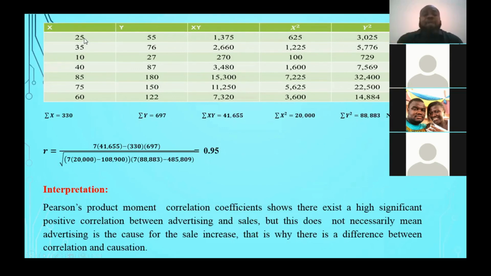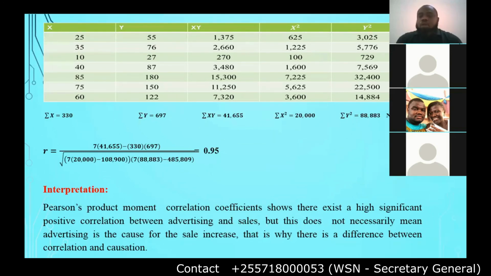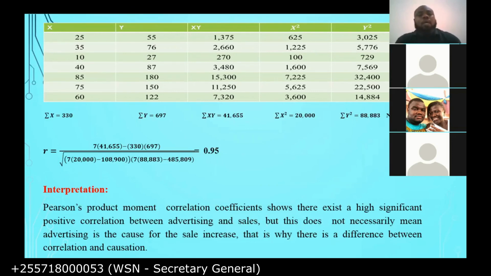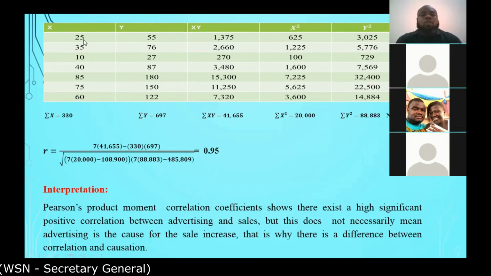I have labeled the advertising budget X, and I have labeled their sales record Y. The interaction between those two variables, that is XY, and squaring the variable X gives a new column X squared. And squaring the variable Y gives a new column Y squared. Summation of X is summing along the column X. Summation of Y is summing along the column Y. Summation XY is summing along the column XY. Summation X squared is summing along the column X squared. And summation Y squared is summing along the column Y squared. N obviously is equal to 7.